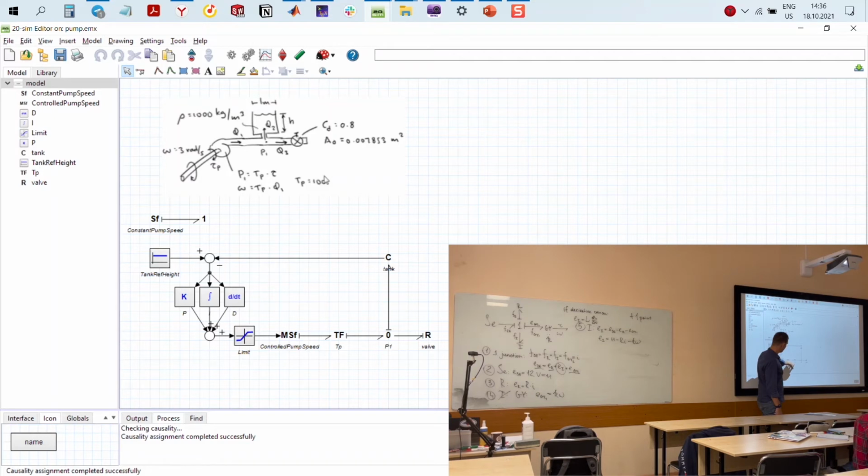Then you have a transformer, and in the transformer you just say what the cross section of your pipe is. You have a C component here for the tank, such that all this amount of fluid contains energy, and you have an R element just to get rid of extra water if you want.